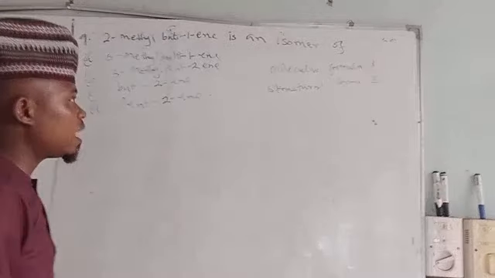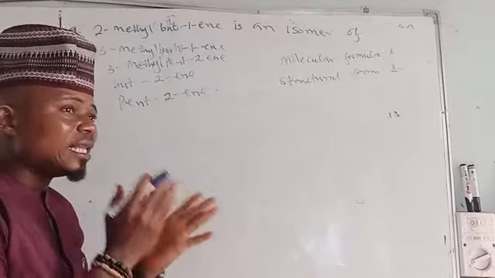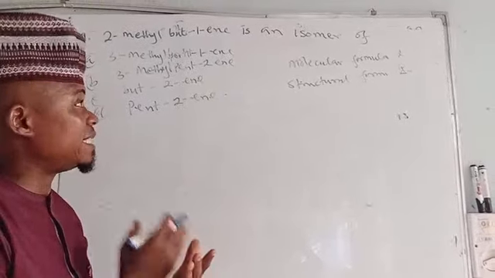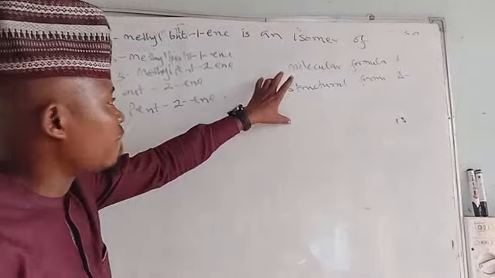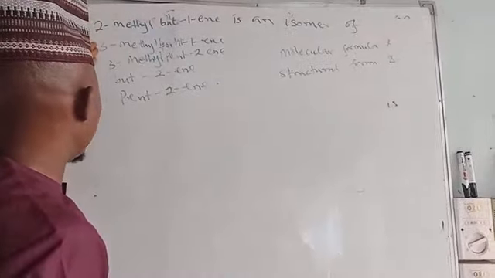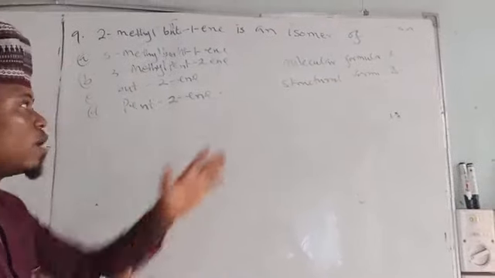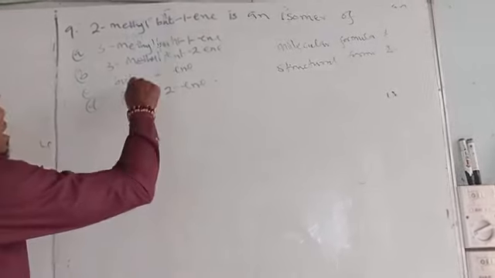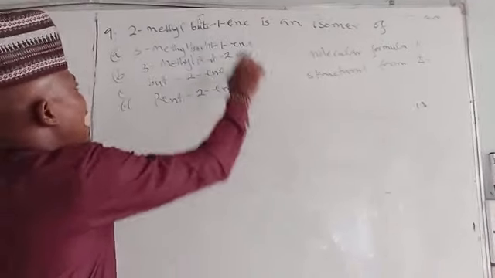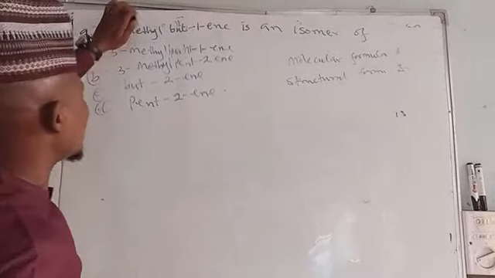So now, the molecular formula tells us the number of each element present in a given compound, while the structural formula tells us the arrangement of these elements. From each of these names given, we'll be able to tell the arrangement of the elements, and from that arrangement, we'll be able to condense them to have our molecular formula. And it is the one that has the same molecular formula as this that will give us the correct answer. So first of all, we have to know the molecular formula of this compound.